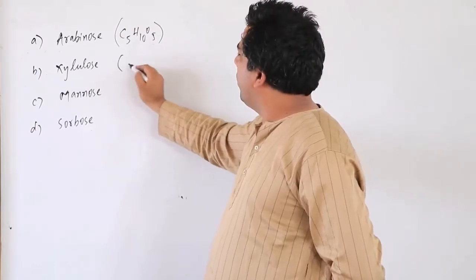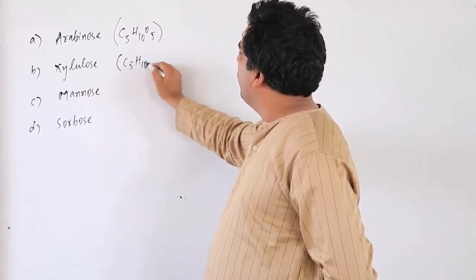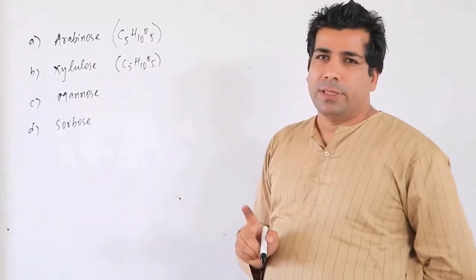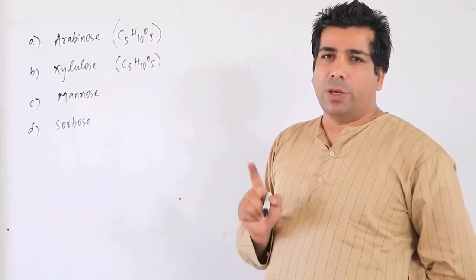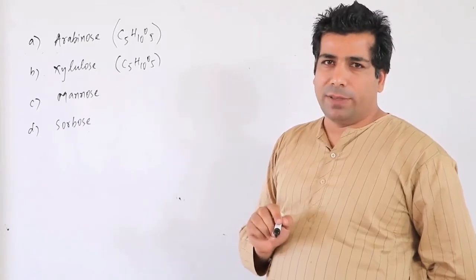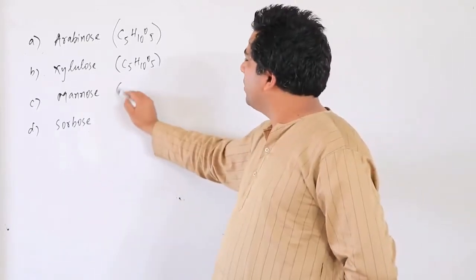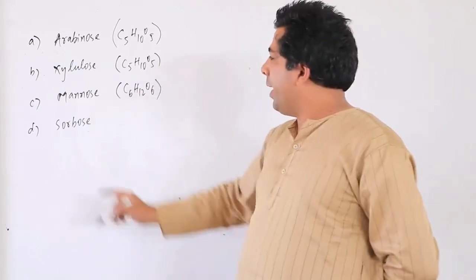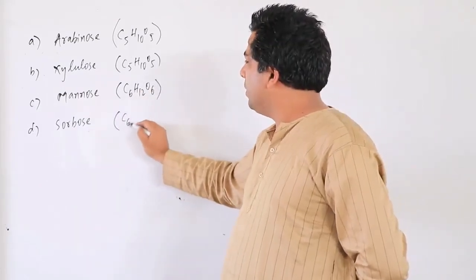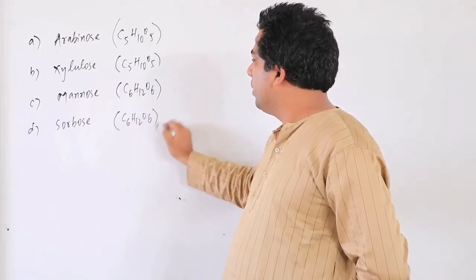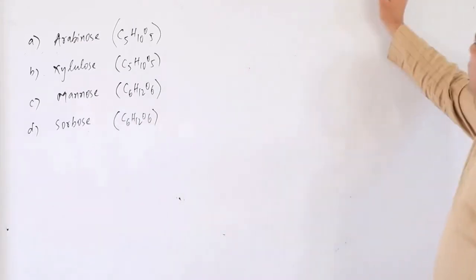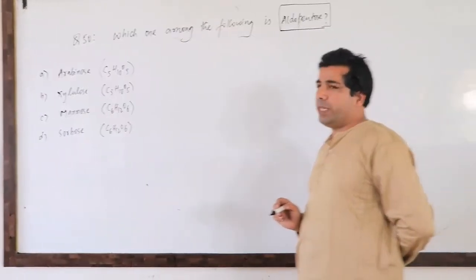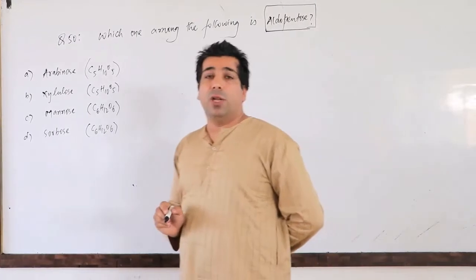Xylulose is also the same formula, C5H10O5. If you look at mannose, you know that mannose, galactose and glucose have the same formula, correct? So what was that? C6H12O6. And even sorbose has the same formula, C6H12O6. Now we have to tell which one among the following is Aldo Pentose, correct? So which one among the following is Aldo Pentose?